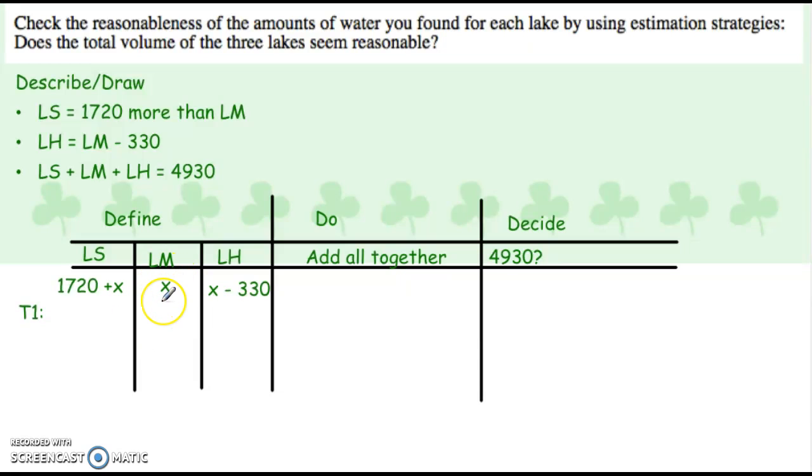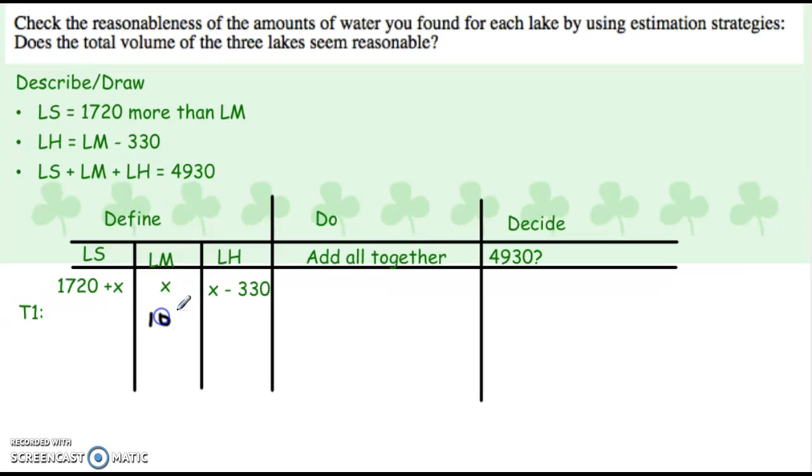So I know I'd have 1,000 here, and then I'd have 1,720 plus 1,000. So that gets me to almost 3,000. And then I would have 1,000 minus 330, that would be 700-ish. So if I have 3,000 plus 1,000 plus 700, that's going to get me pretty close to 4,930. So I think 1,000 is where I want to guess.